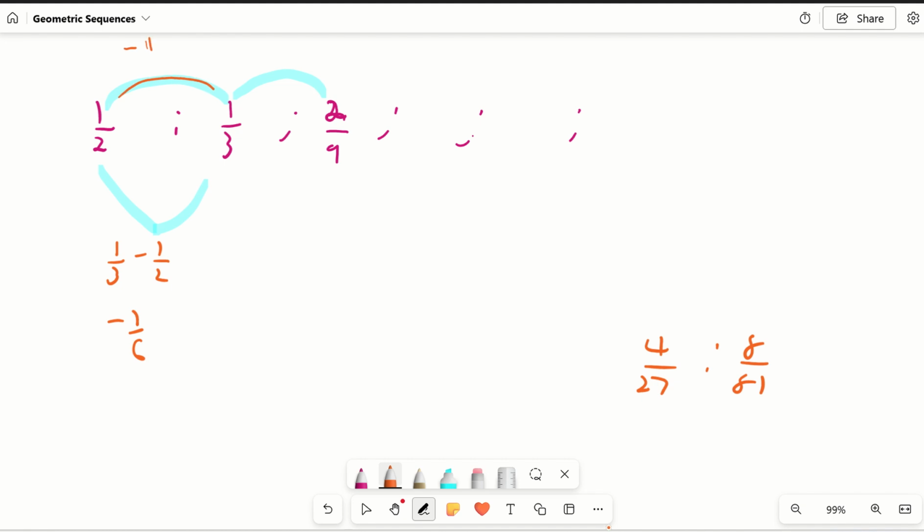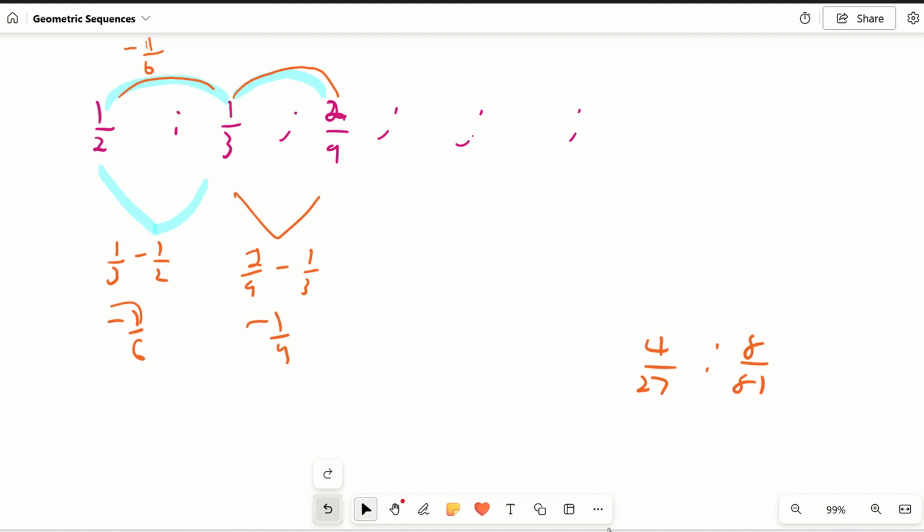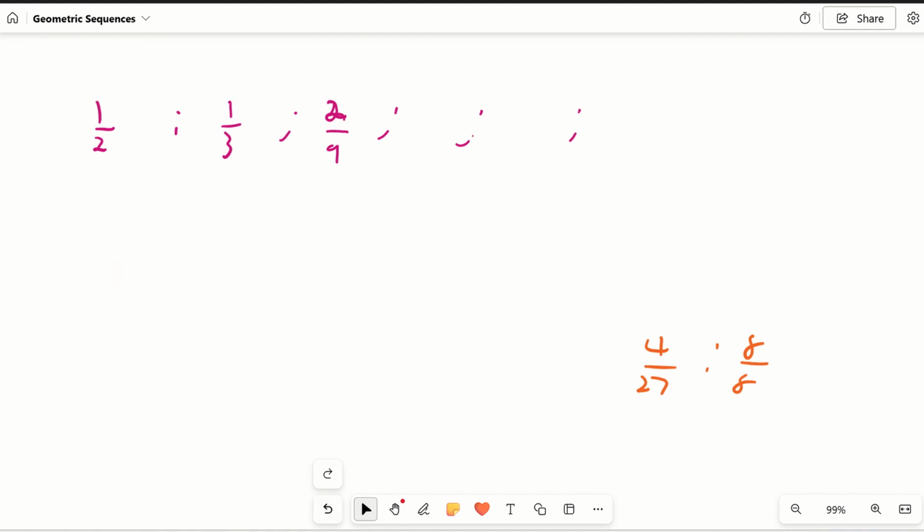That means for them to move from 1 over 2 to 1 over 3, they went 1 over 2 minus 1 over 6. Now you want to know what they did to move from there to there. You do the same thing. You go 2 over 9, the next number, minus the previous number, and it gives an answer of minus 1 over 9. Now, since this is not constant, it tells you that it is not an arithmetic sequence. Then you stop and check for a geometric sequence. What is a geometric sequence? One where they multiply or divide by the same number between successive terms. So that should always be the approach.